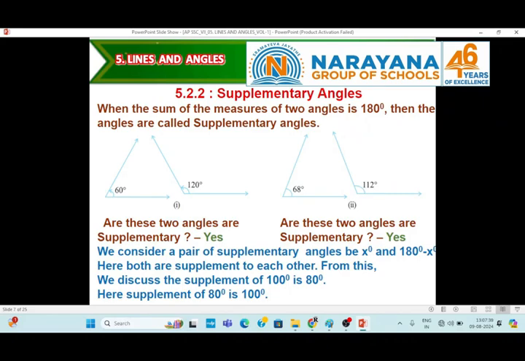Let us consider a pair of supplementary angles: x degrees and 180 minus x degrees. So here both are supplementary angles to each other. From this we can say, the supplement of 100 is 180 minus 100, which is 80. So the supplement of 100 is 80. The supplement of 80 is 180 minus 80. The result is 100.